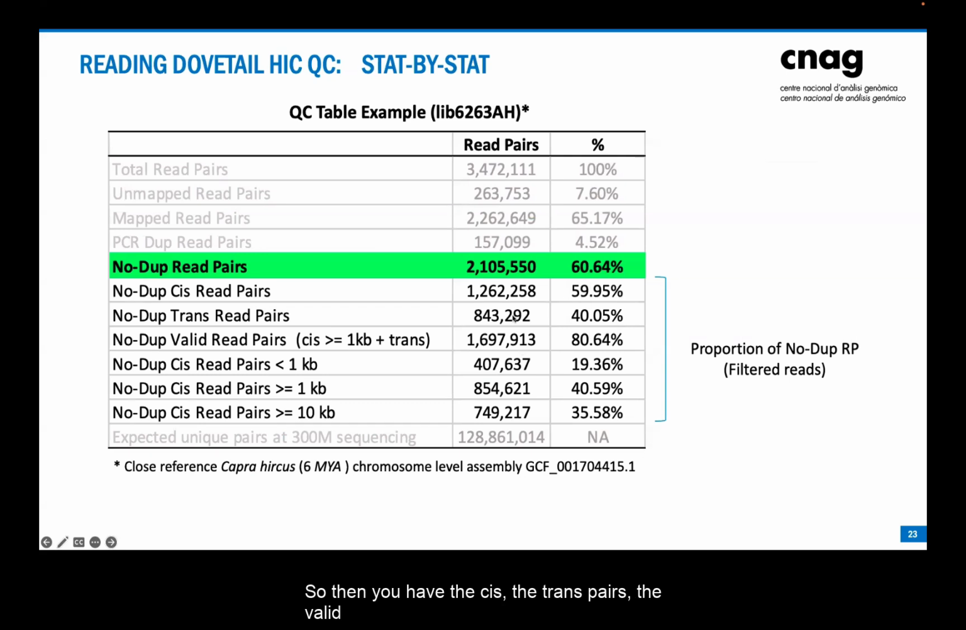Okay? So then you have the cis and the trans pairs. The valid ones would be all cis contacts that are long enough, at least longer than 1 kb, and the trans. And then you have these very short pairs in cis that map at a short distance, shorter than 1 kb, in the optical scaffold. Then you have the cis intermediate lengths and the cis long lengths over 10 kb. Okay.